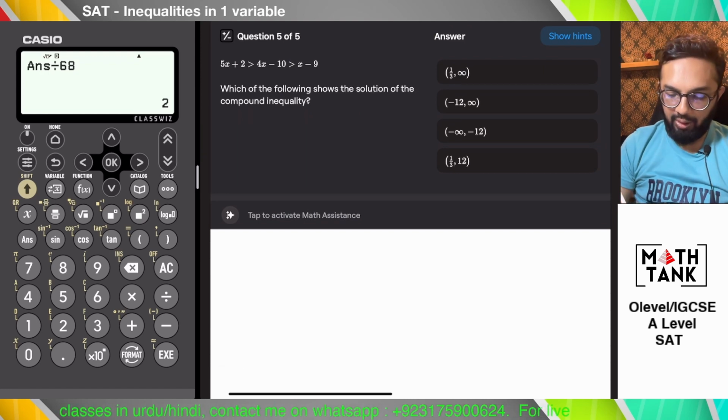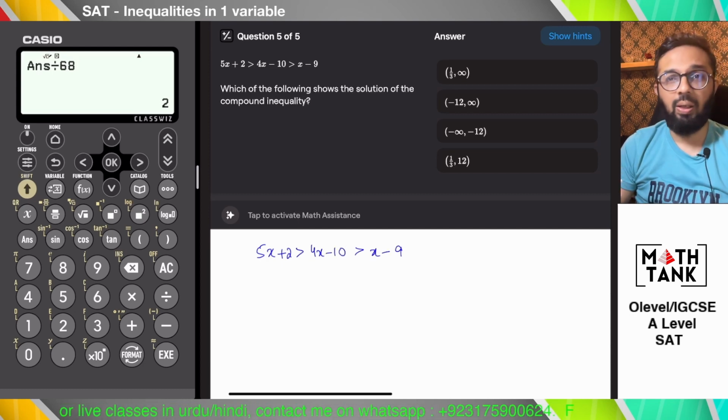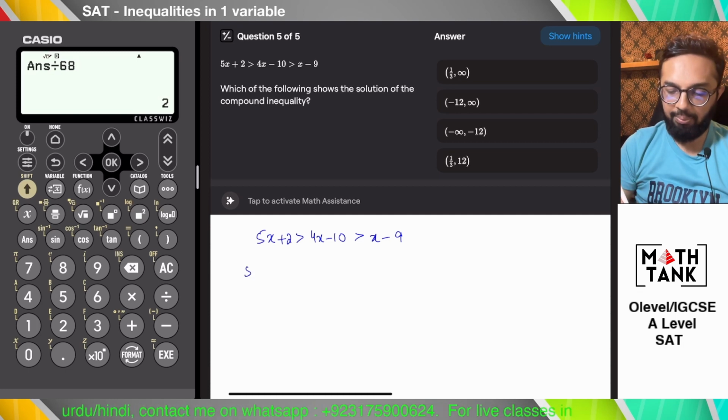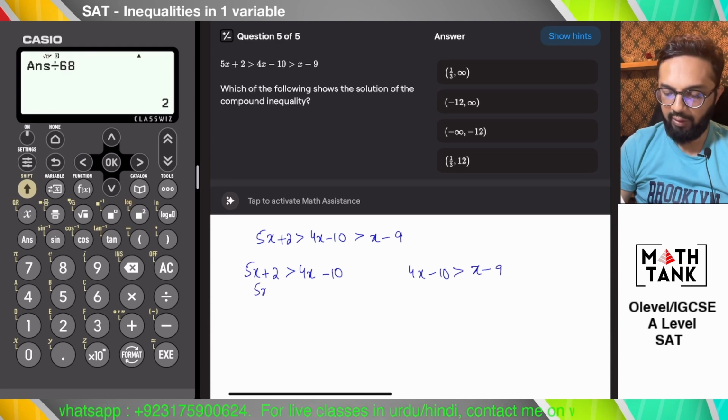Let's look at the last one on this. 5x plus 2 is greater than 4x minus 10 is greater than x minus 9. Since there's an x on all of the sides, I would recommend separating these and say that the first inequality that I'm going to solve is the one on the left, and the second one that I'm solving is the one on the right. So that gives me 5x minus 4x is greater than minus 10 minus 2. So x is greater than minus 12.